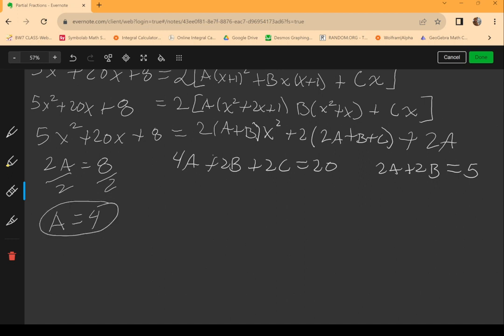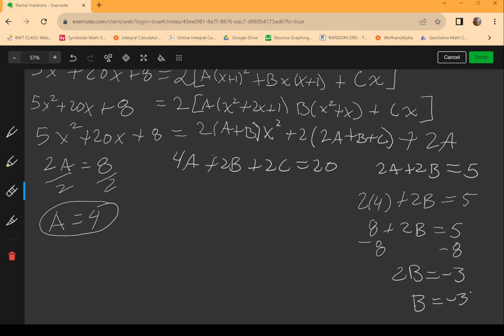All right, and now looking at the remaining two equations here, I think solving the 2a plus 2b is equal to 5 is going to be my next step here. So we plug in for a, the number 4, so we get 8 plus 2b is equal to 5, subtracting 8 from both sides. We get 2b is equal to negative 3, or b is equal to negative 3/2.